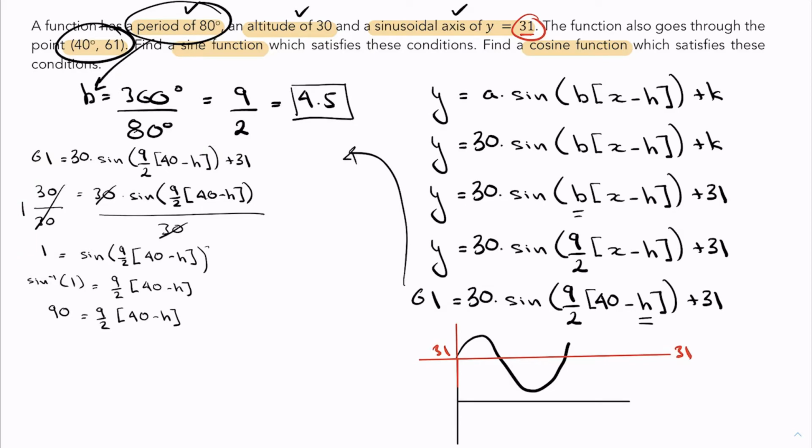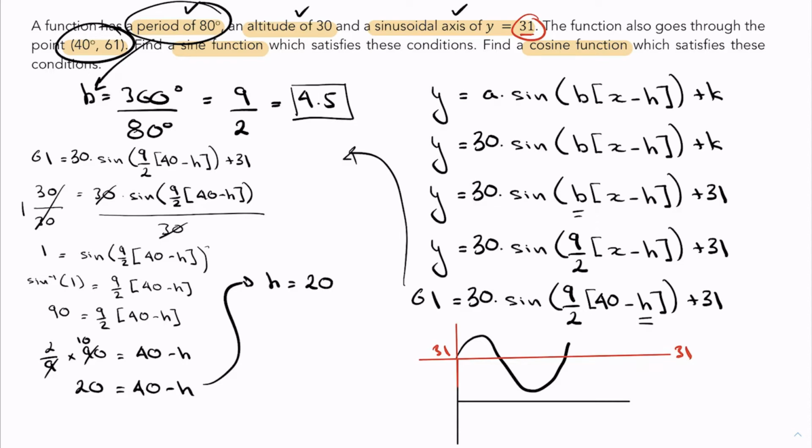Keep going. I'm going to solve this equation. This is just a straightforward grade 9 equation. I get 180 divided by, or I guess I'll do it all out. I got 2 over 9 times 90 equals 40 minus h. This cancels with this to give me 10, which means I get 20 equals 40 minus h, which gives me h equals 20.